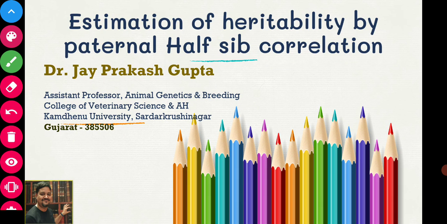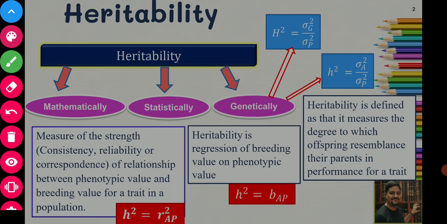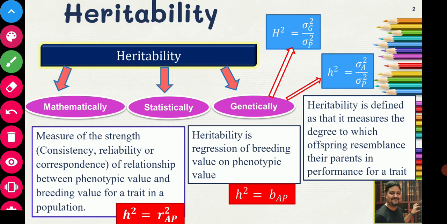today I am going to tell you how to estimate heritability, and the most common method of estimation of heritability in India is the paternal half sib correlation method. Before that, I just wanted to brush up some theoretical knowledge about heritability. So we know that heritability can be defined in many ways. Broadly, it can be defined in three ways: the first is mathematical, second is statistical, and third genetical.